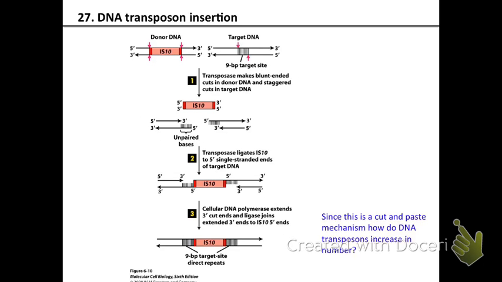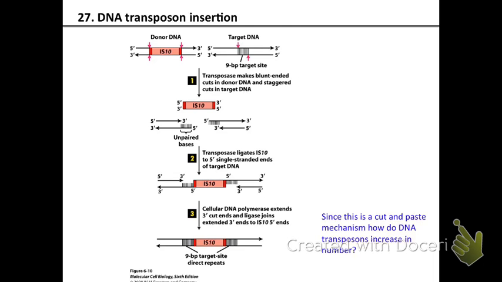So since this is a cut and paste, you're going from one side to another, right? So one of you gets up from one chair and moves to another. That doesn't create two copies of you, right? No, you just moved. It's cut and paste. But DNA transposons can increase in copy number. Can you guess how this might happen? It's in your book. If you did your reading, you would know this. I see eyes that don't look at me in a very guilty fashion.